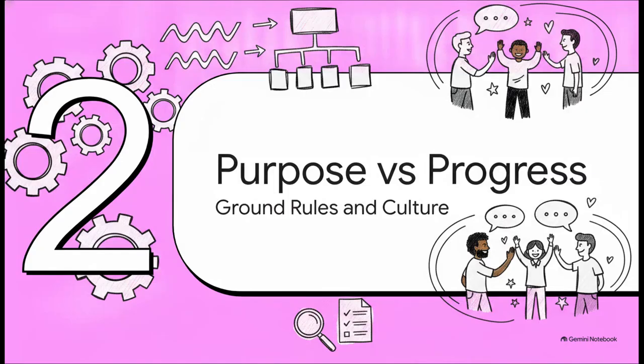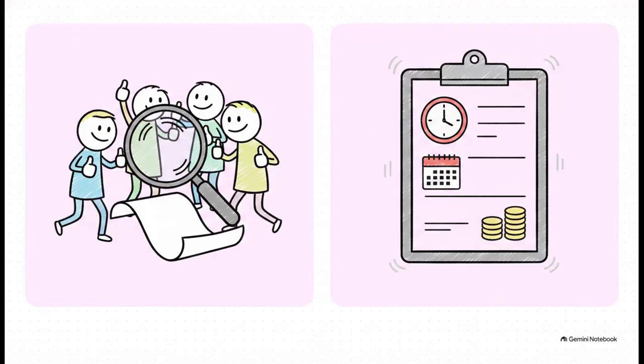Section 2. Purpose versus progress reviews. The ground rules and culture. Before we look at the technical workflow, we absolutely have to address the human element, because the culture here is everything. The crucial point is that quality reviews are a public process of error detection designed to improve the program, not to evaluate the programmer.